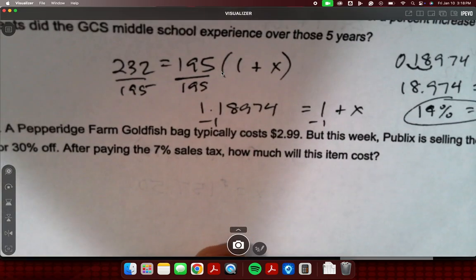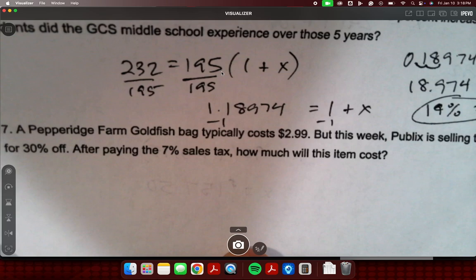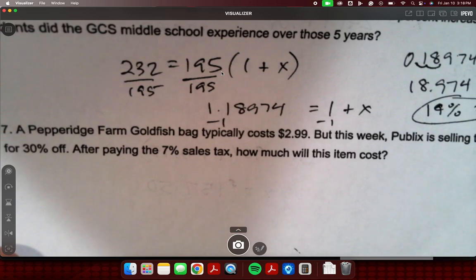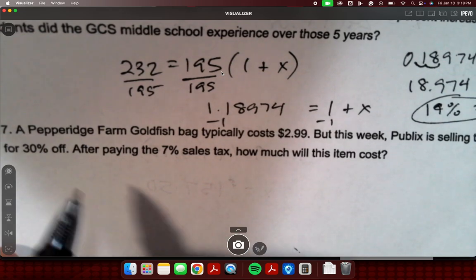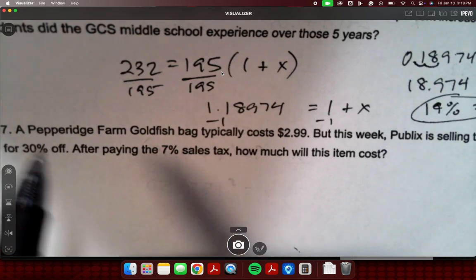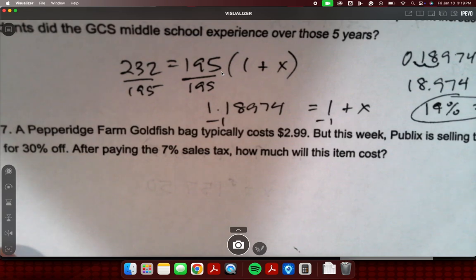Okay, last one. A Pepperidge Farm goldfish bag typically costs $2.99. So that's the original price. But this week, Publix is selling them for 30% off. After paying the 7% sales tax, how much will this item cost? So we notice we have 2 percents this time. Most of the ones you have to do will just require one change, just as 1 through 6 did on these notes. But sometimes you'll have to do 2.